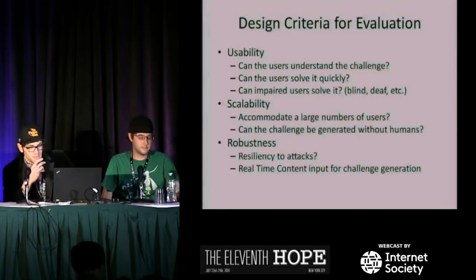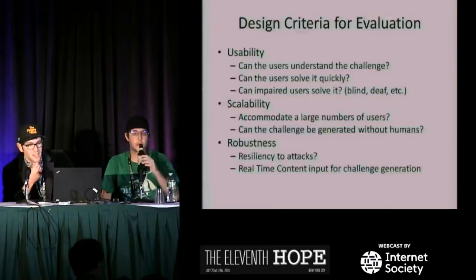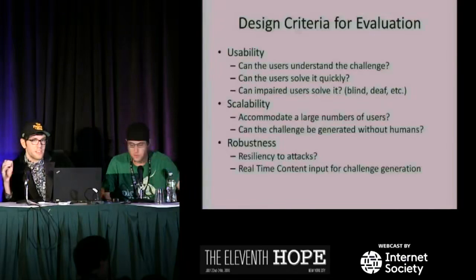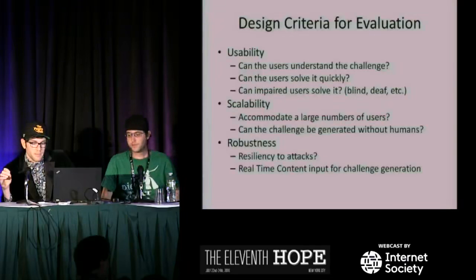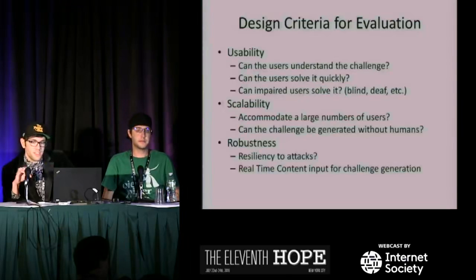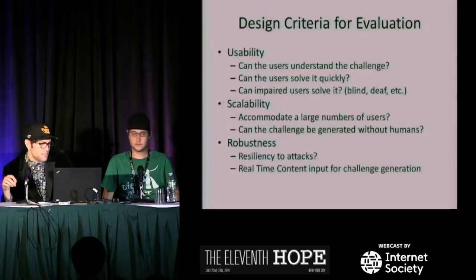And then finally, the automated portion. Can the challenge be generated without humans? That's extremely important. That's the completely automated part. I've seen personally in academic literature a lot of designs that require some aspect of human intervention, such as a labeled image database, for example.